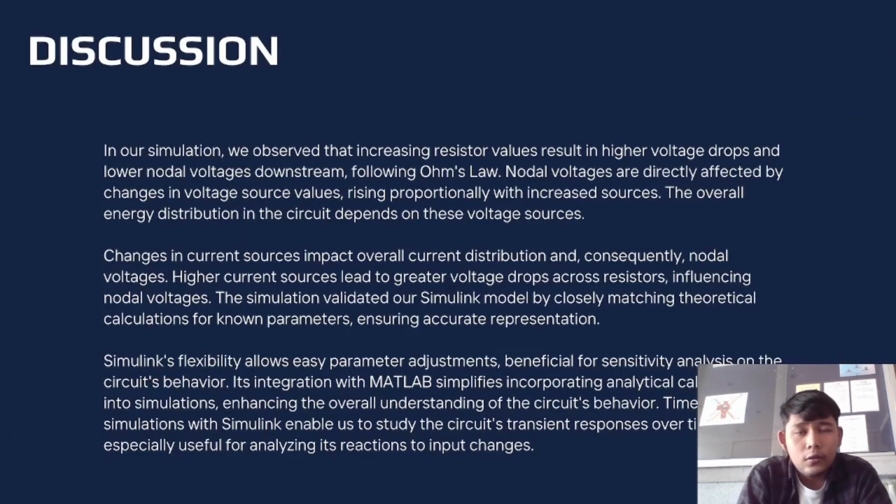Next is discussion. In our solution, we observe that increasing resistor value results in higher voltage drop and lower nodal voltage downstream, following Ohm's law. Nodal voltages are directly affected by changes in voltage source values, rising proportionally with increased sources. The overall energy distribution in the circuit depends on these voltage sources. Changes in current source impact overall current distribution and consequently nodal voltage. A higher current source leads to greater voltage drop across the resistor, influencing nodal voltage.